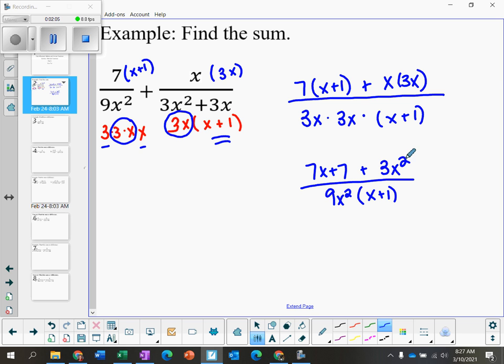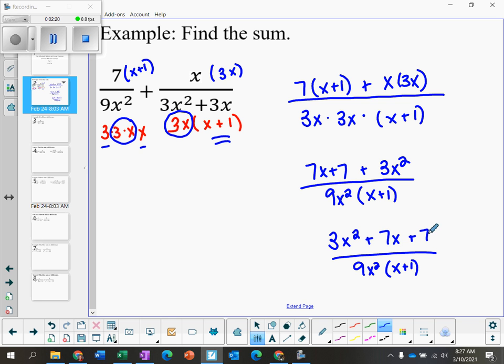And the last thing to do would just be to write it in standard form, right? We like to keep things in standard form. 3x squared plus 7x plus 7 over 9x squared times x plus 1.